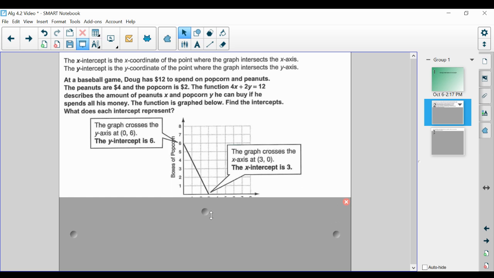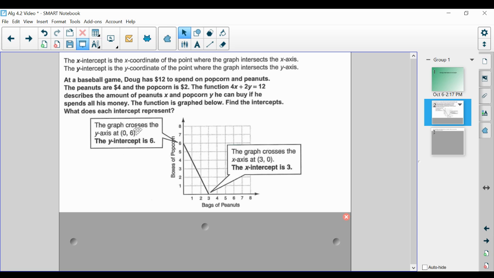So when we look at the graph, it crosses the y-axis at (0, 6). So the y-intercept is 6. And boxes of popcorn is our y-axis, so he can buy at most 6 boxes of popcorn. Well, if we look at our x-axis, the bags of peanuts is our x-axis. And we said before he can only buy 3 in total. So he could buy 3 bags of peanuts if he buys 0 boxes of popcorn.